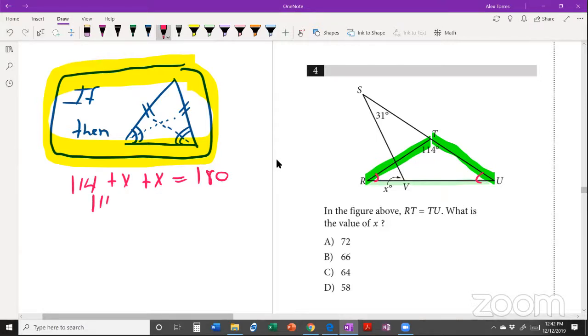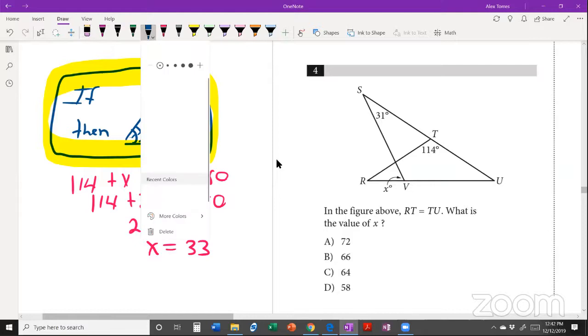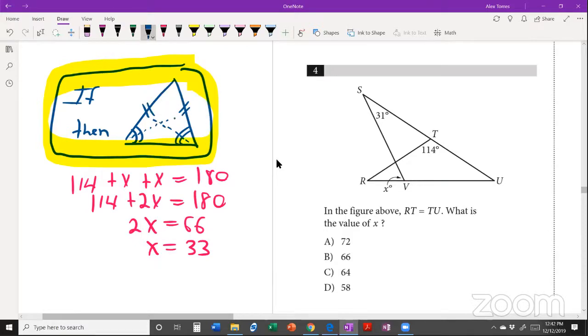And go ahead and solve that. 114 plus 2x equals 180. Take away 114 from both sides. You get 66 divided by 2, 33. So we just found out that angle R and angle U are both 33-degree angles. And we can go into the next step of this problem. So 33 right there and 33 right there.